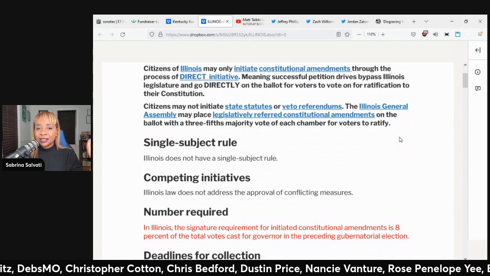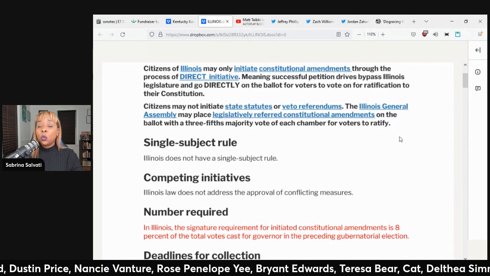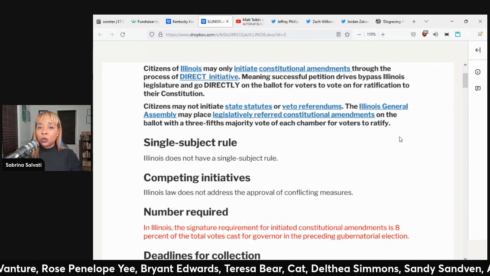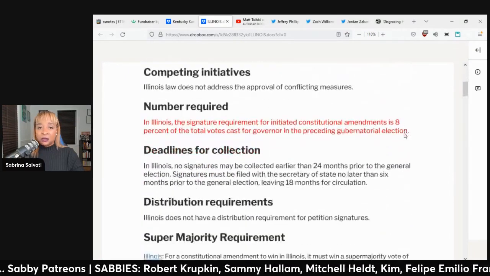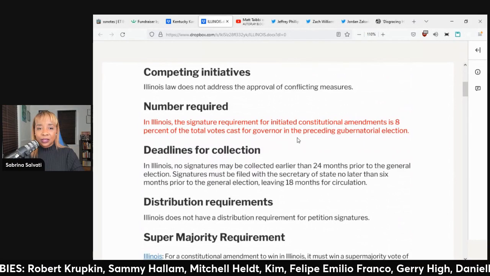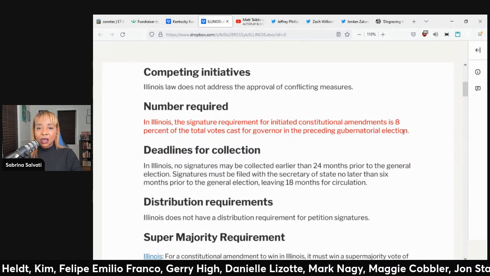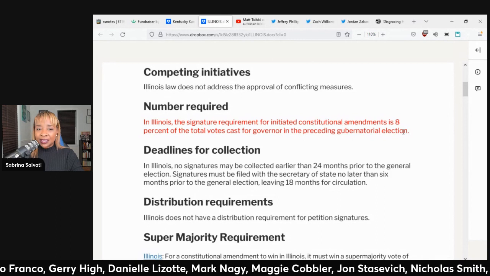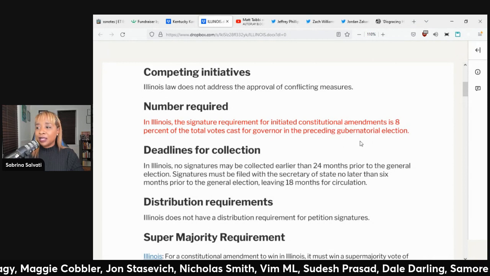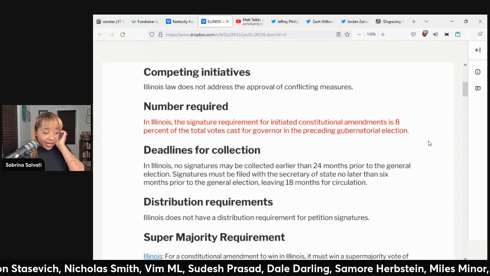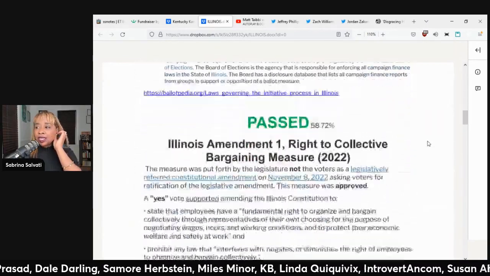The Illinois General Assembly may place legislatively referred constitutional amendments on the ballot with a 3/5 majority vote of each chamber for voters to ratify. So this piece here is important. The number required. In Illinois, the signature requirement for initiated constitutional amendments is 8% of the total votes cast for governor in the preceding gubernatorial election. So Roger Meadows put that for me there in red. So that's important. And we're going to go ahead and get into the initiative for Illinois.